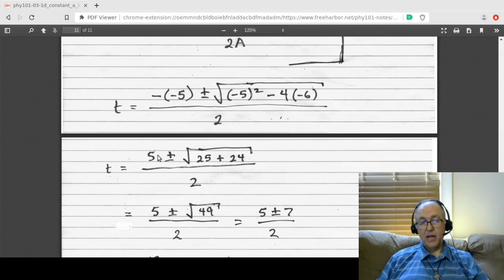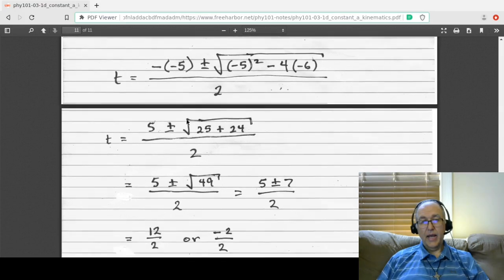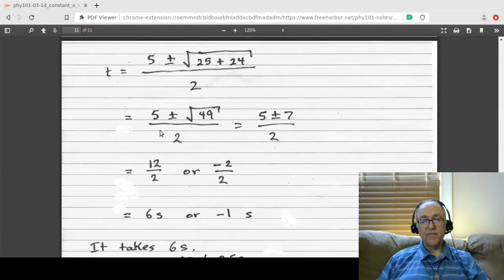The -5 is just +5, plus or minus the square root of -5 squared, which is 25. -4 times -6 is plus 24, okay, divided by 2. And this is 5 plus or minus the square root of 49 divided by 2. The square root of 49 is 7. So it's 5 plus or minus 7 divided by 2.